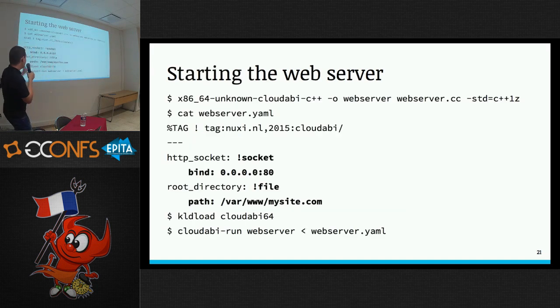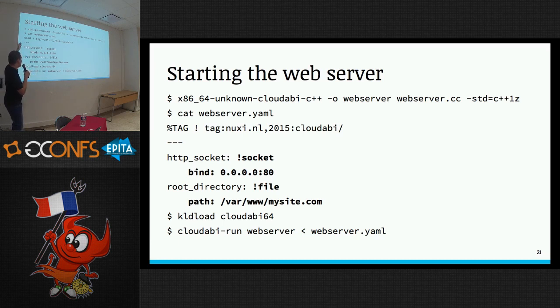This slide explains how these programs can be started up. First of all, we need to run them through a separate cross-compiler that you can install from FreeBSD ports. And once we have it compiled, we need to load a certain kernel module called CloudABI 64. And this adds support for running 64-bit CloudABI processes. Of course, there's also a kernel module called CloudABI 32 that allows you to run the 32-bit processes.